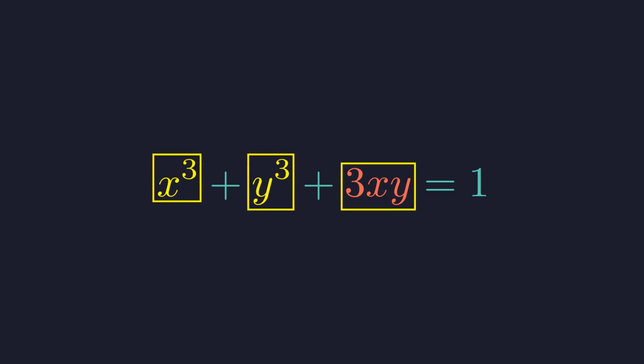This equation looks complicated at first. The x and y are mixed together in different ways, especially with those cubic and product terms. But notice how x cubed, y cubed, and 3xy stand out. That's a big clue.